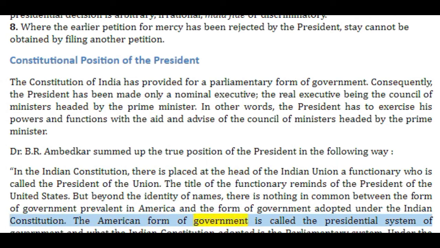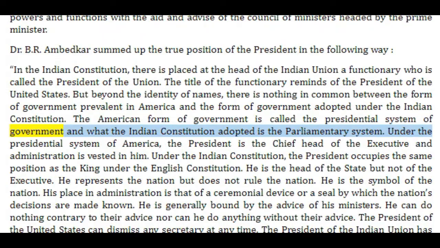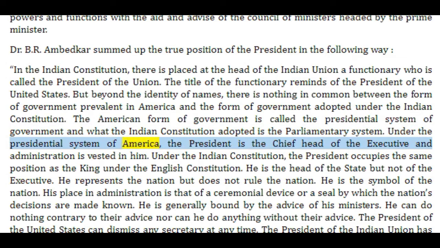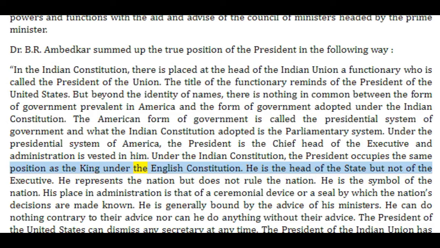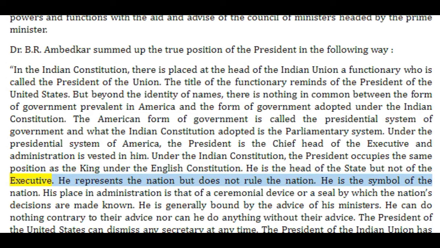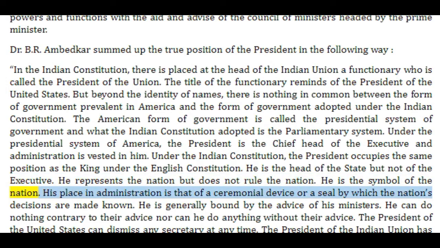The American form of government is called the presidential system of government, and what the Indian Constitution adopted is the parliamentary system. Under the presidential system of America, the President is the chief head of the executive and administration is vested in him. Under the Indian Constitution, the President occupies the same position as the King under the English Constitution. He is the head of the state, but not of the executive. He represents the nation but does not rule the nation. He is the symbol of the nation.